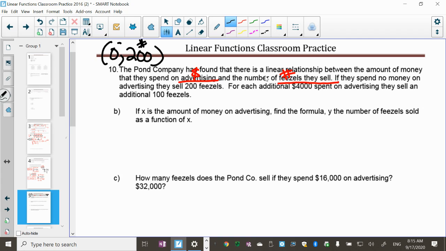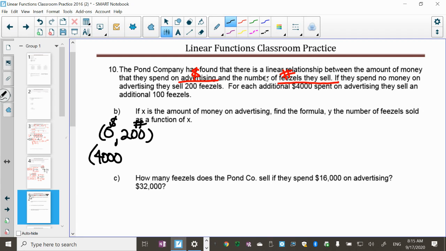Here's number, here's money. Put the units there. Once you do this, it makes so much sense. So this depends on that. Now I'm going to put it down here because I want to make sure you have room to write. The next thing they tell me: for every $4,000 spent on advertising, they sell an additional 100 feasels. So where does the 4,000 go if I'm going to make a point? In the X or Y spot? X, right? Because we just said this is the money.